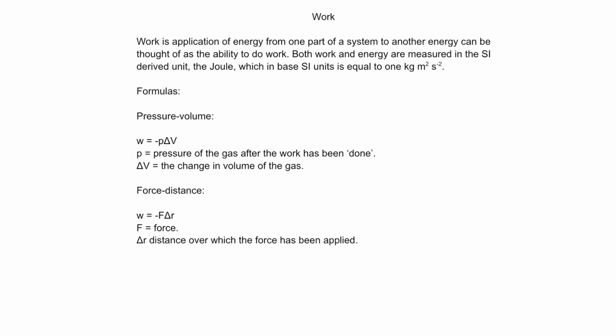Work is the application of energy from one part of a system to another, or from one system to another. Energy can be thought of as the ability to do work. Both work and energy are measured in the SI-derived unit, the joule, which in base SI units is kilogram meter squared per second squared, since the kinetic energy formula is 1/2 mv squared. So that gives us the kilogram meter squared per second squared unit.